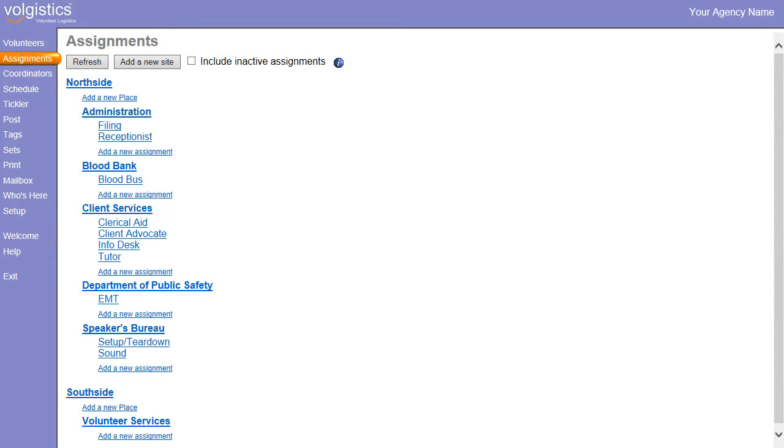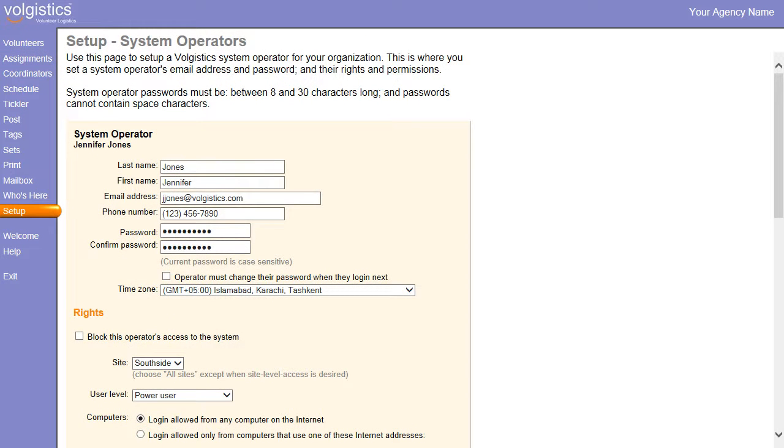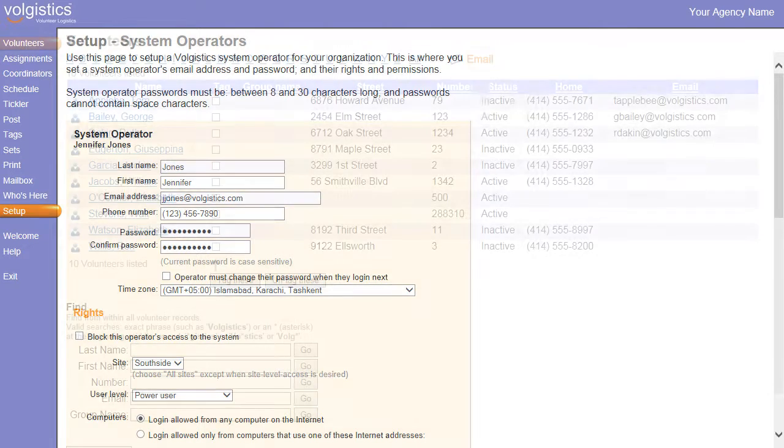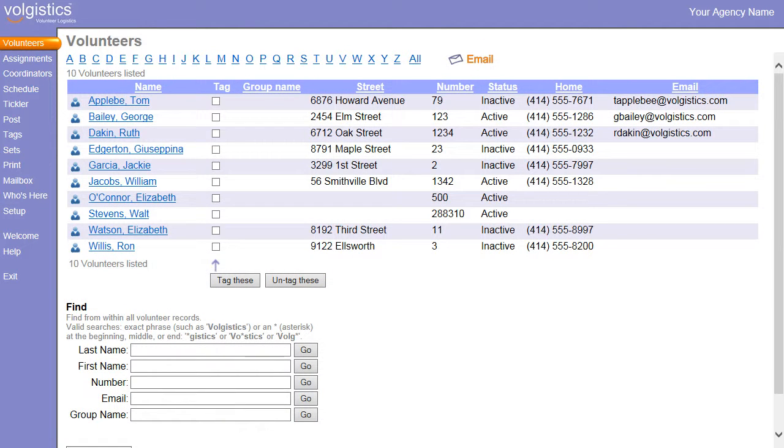With site-level access, an organization creates 2 or more sites in their Volgistics database, and then makes 1 or more system operators a site-level operator for a specific site. When a site-level operator uses Volgistics, they only see the volunteers associated with their own site, not the volunteers associated with other sites. To these site-level operators, Volgistics appears to include only the volunteers for their site.